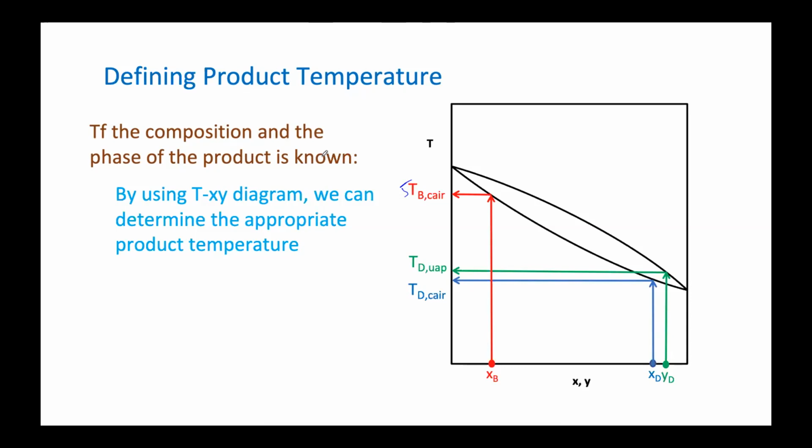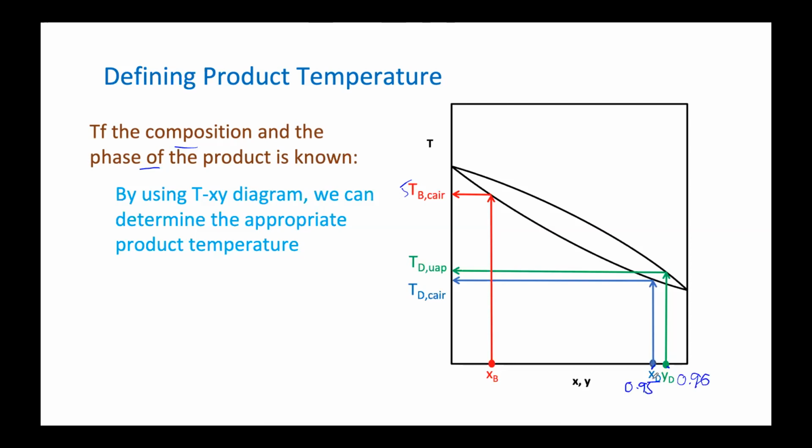Okay, anyway, the next one is how to define a product temperature. If the composition of the product and the phase is known, using the TXY diagram, we can determine the appropriate product temperature. For example, this one, let's say 0.96. This way, let's say 0.95.